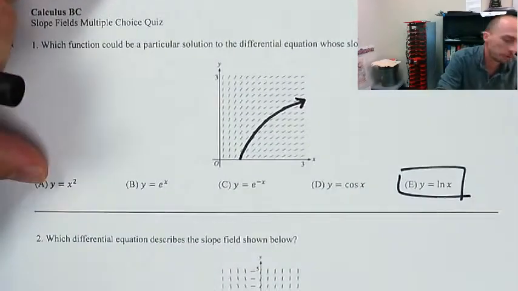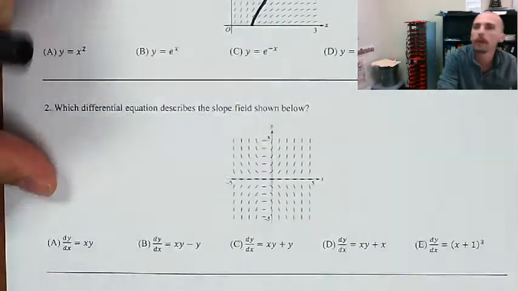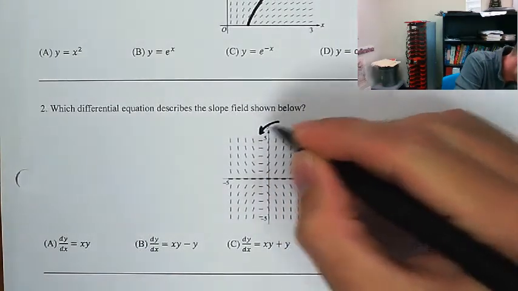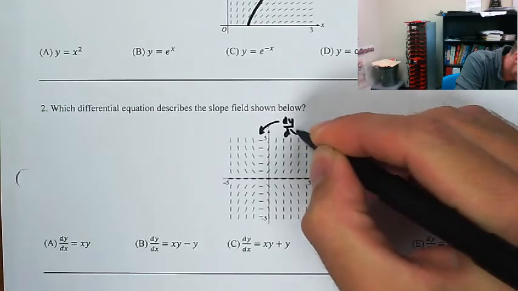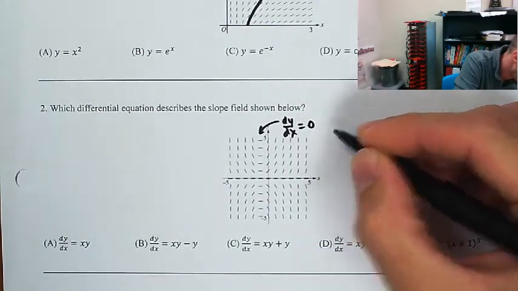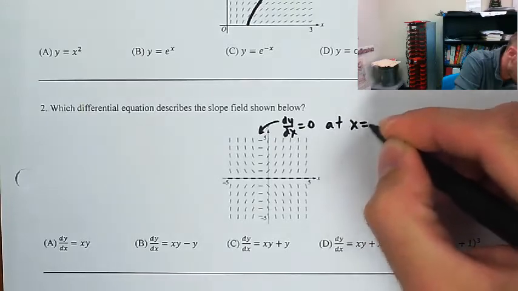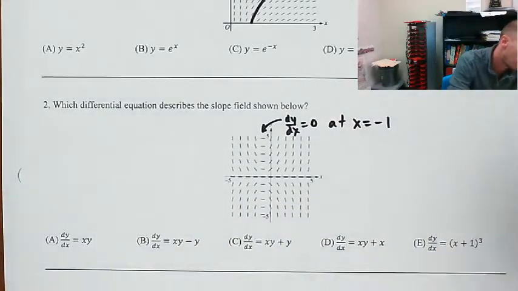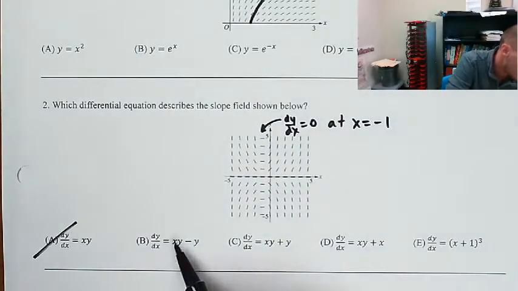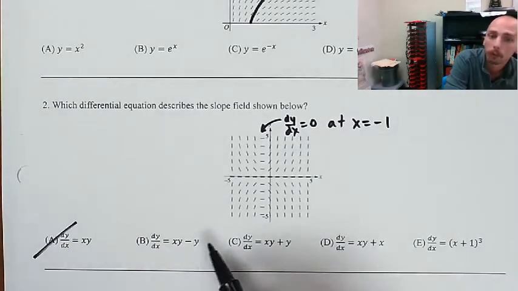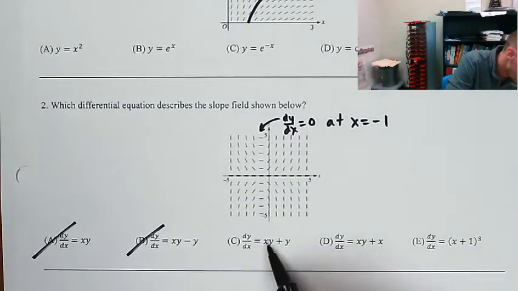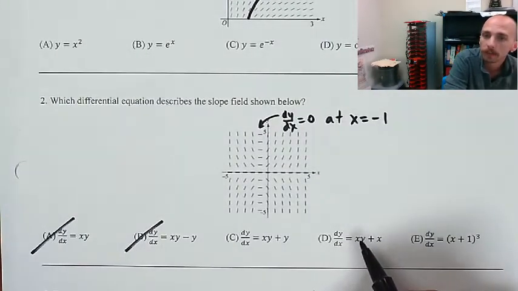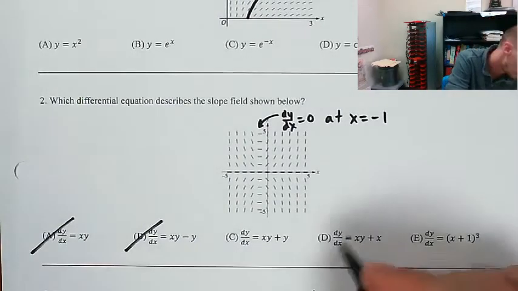Which differential equation describes the slope field below? This is something that we need to be able to do. What I like to do is start with the zero slopes. So I'm going to say that dy/dx equals 0 when x equals what looks to be -1. And then I'm going to start eliminating based on that. If x equals -1, then dy/dx equals -y, which is not always 0. If x is -1, then I'll have -y minus y, which is -2y, which is not always 0. If x is -1, this is always 0, so that's promising. It's a candidate.